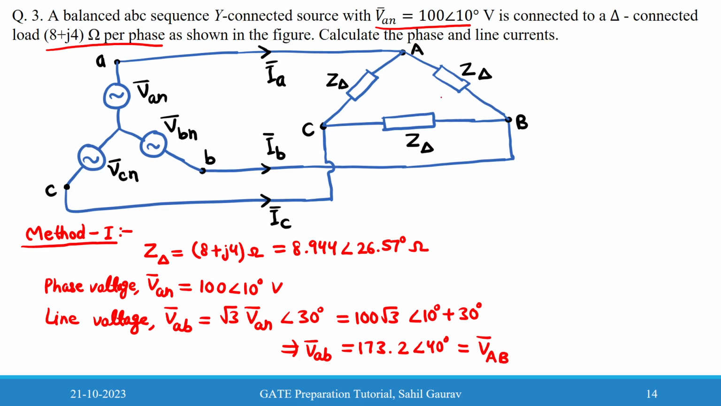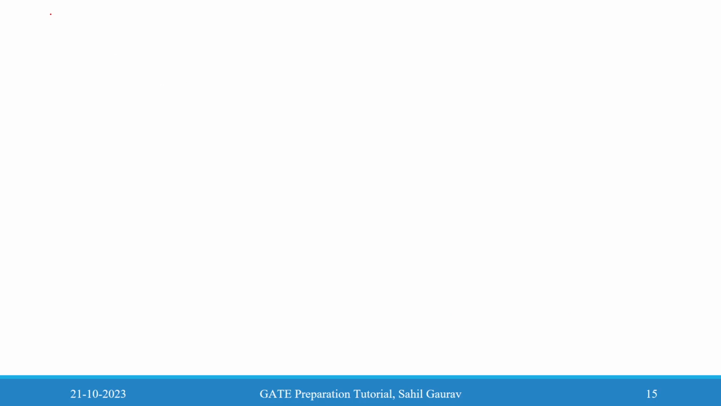Therefore, what will the phase current be? Phase current you can see here, it will be this one. You need to find IAB, IBC, and ICA. So you need to find IAB, and we have found this VAB, which is just the line to line voltage of the source, that is VA minus VB. That is VAB we have found.